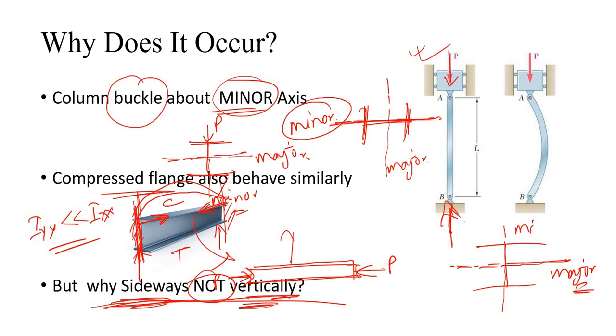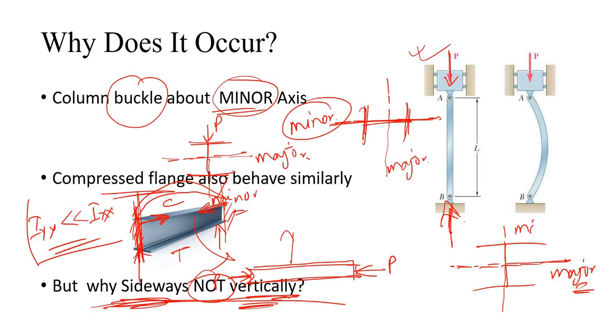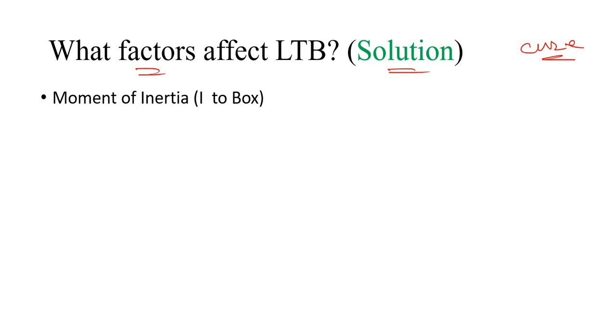It's time to find the solutions. If we want to cure the disease, we first have to find out what the viruses are. Only based on that can we put the medicines. So here, what are the factors? It is clear that buckling is related to the moment of inertia. That is why it will buckle sideways, not vertically. As expected, the moment of inertia is the very first criterion.